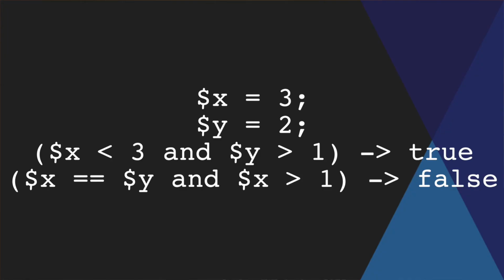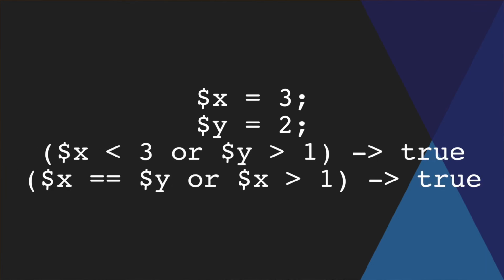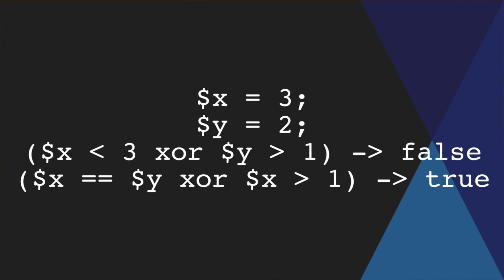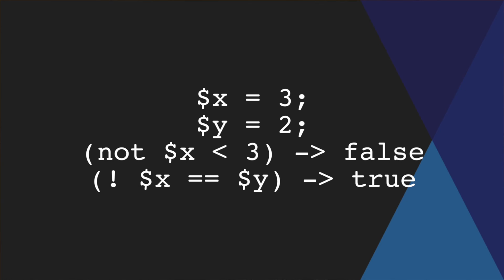Next, we have logical operators, which are used with conditionals, which we'll talk about next time. And returns true if all of the statements are true, or returns true if one of the statements is true. XOR returns true if one of the statements is true, but not all. And not, or the exclamation point, returns true if all of the statements are false.